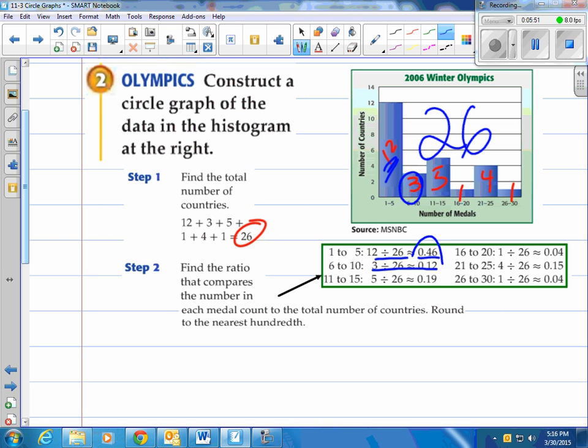So we're looking at these values right here, and those can be written as percents. So that's 0.46, but it also can be written as 46%.